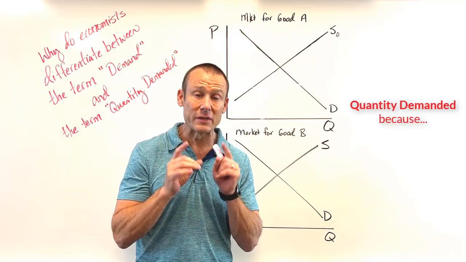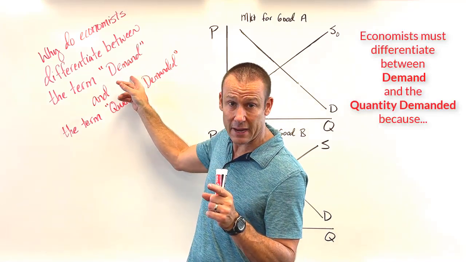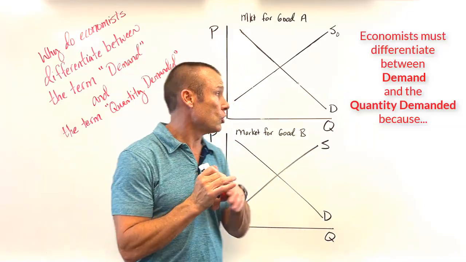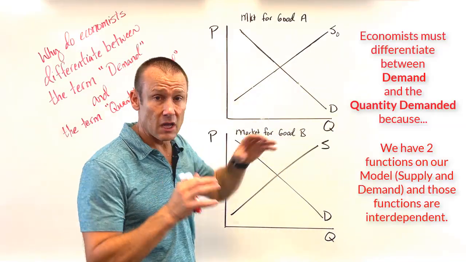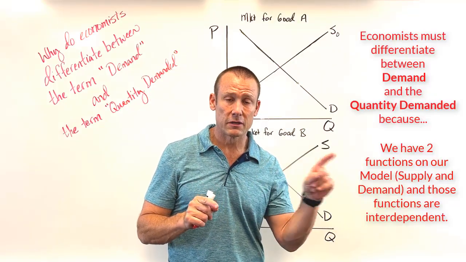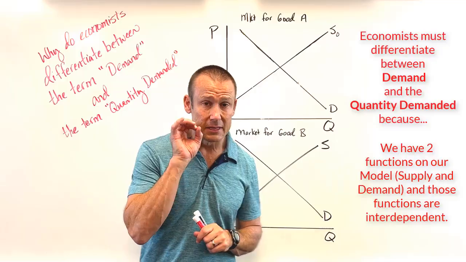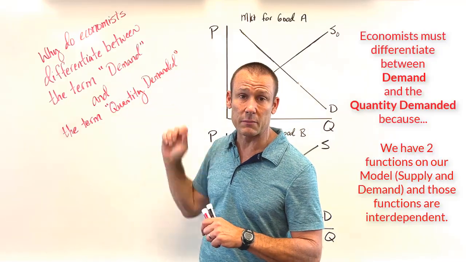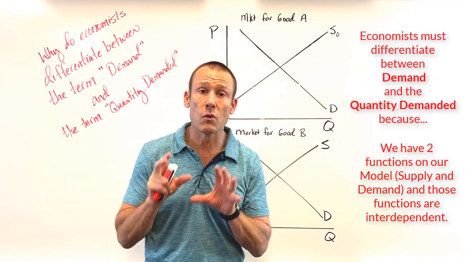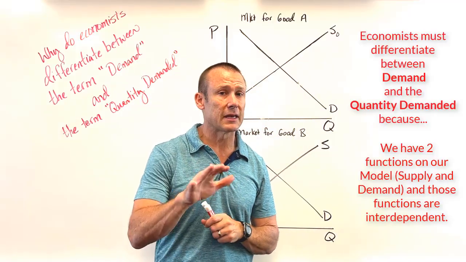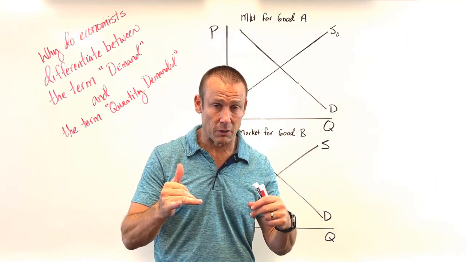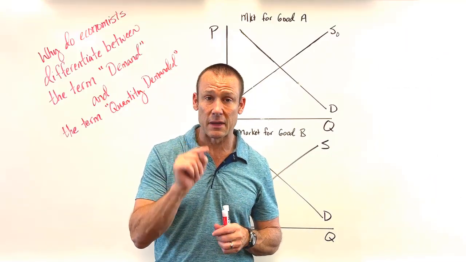The answer is this: we differentiate between the word demand and quantity demanded and supply and quantity supplied because we put two functions on our models, and those two functions are interdependent. That's right. The reason we find it necessary to differentiate between demand and quantity demanded is our models have two functions, and those two functions are interdependent. Again, that's not a true explanation. That's just the why. Let's get to the explanation part.